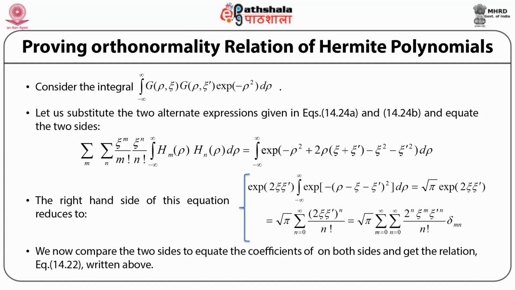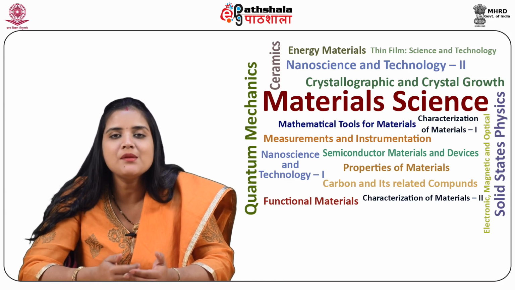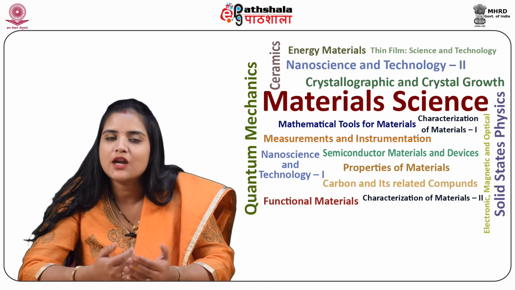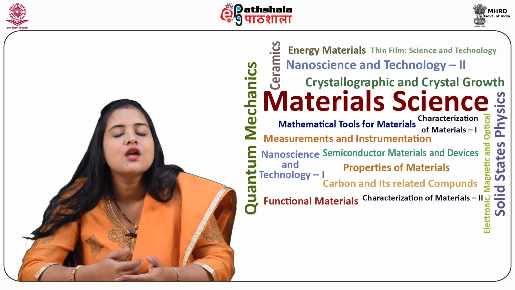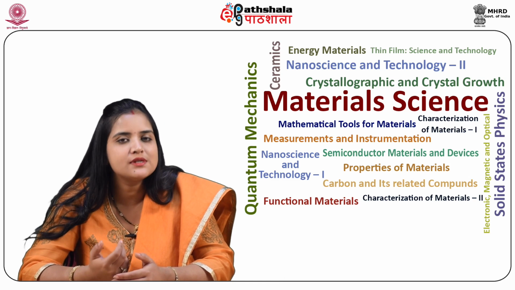We now compare the two sides to equate the coefficients on both sides, and we get the relation which is equation 22, which is written above. With the help of this relation, it is a simple matter to show that the energy eigenfunctions given by equation 21 form an orthonormal set.